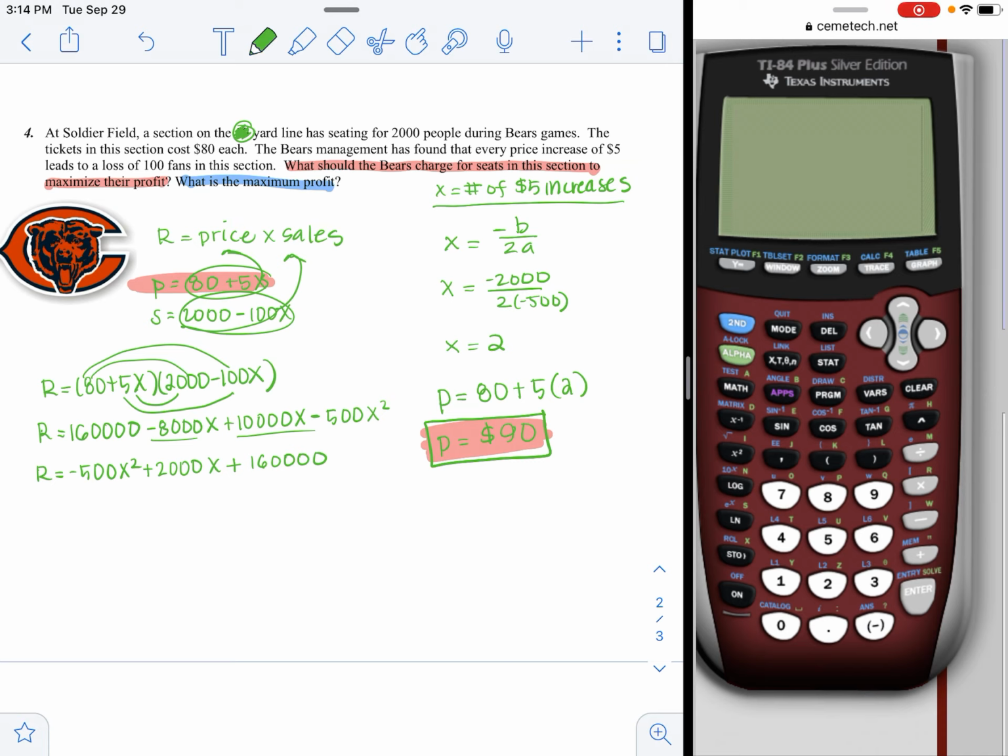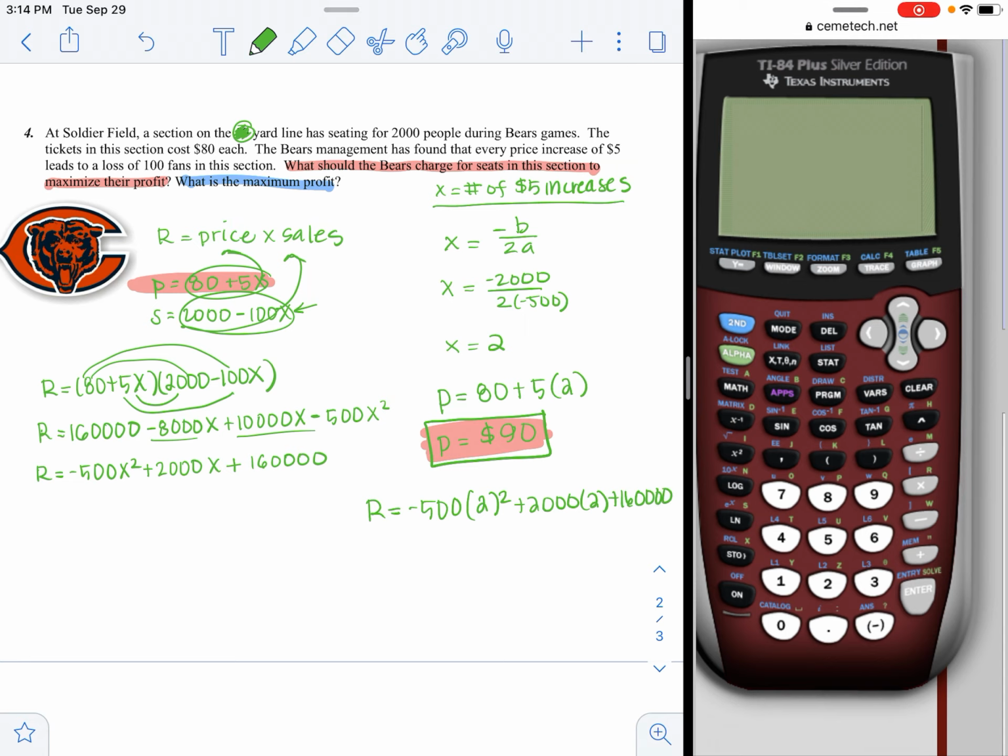Okay, now I'm going to answer the final question, which is what's the maximum profit? So maximum profit, once again, 2 ways of getting this. I can plug into here also and then take that number times 90, okay? Or I can plug X into the revenue equation, which I'm going to do. So I have negative 500. Just make sure you don't plug in 90. Make sure you plug in X because it's times X squared. Plus 2,000 times 2 plus 16 with 4 zeros.